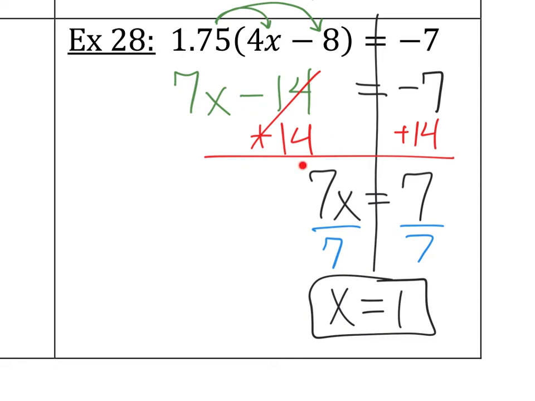We're going to do the inverse operations. You're going to add 14 to both sides. Negative 7 plus 14 is 7. And then you're going to divide by that coefficient, because right now it's 7 times x. The opposite of multiply is divide. 7 divided by 7 is 1. Woohoo!